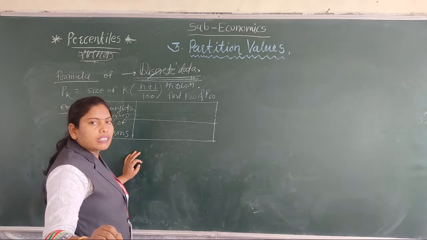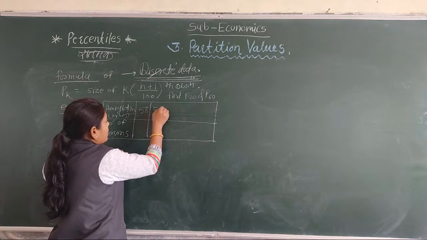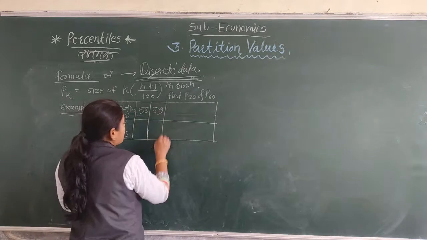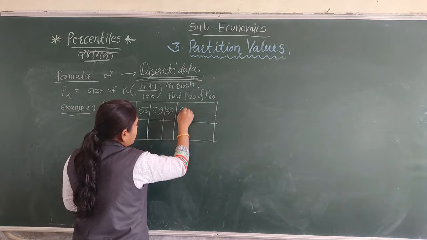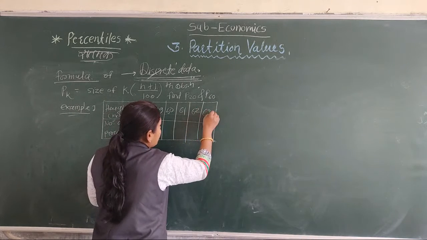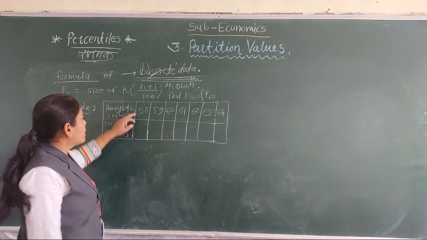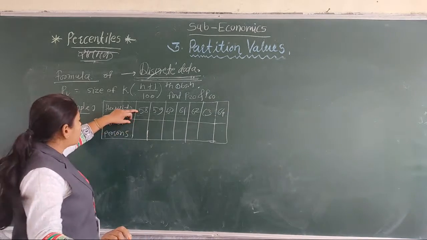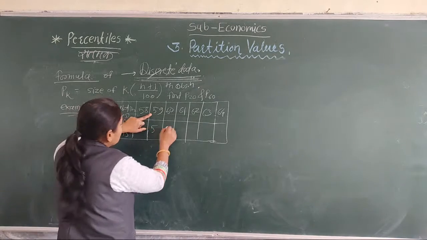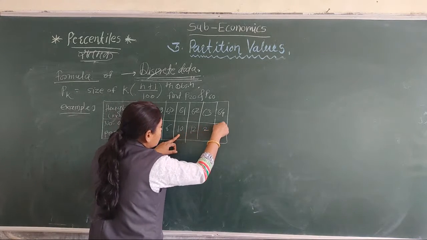Okay, write down here the discrete data. First 58, 59, then 60, 61, 62, 63, and the next one is 64. The class of 58, frequency of this class is 4. Then next 5, 6, 10, 12, and 2, 1.